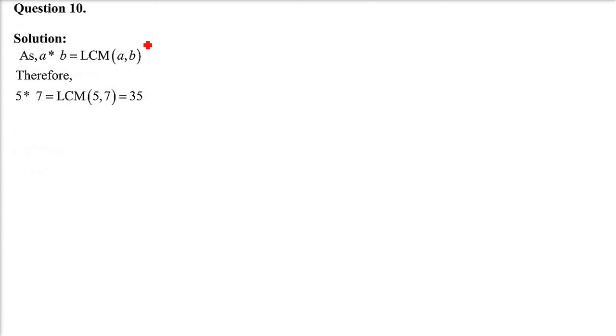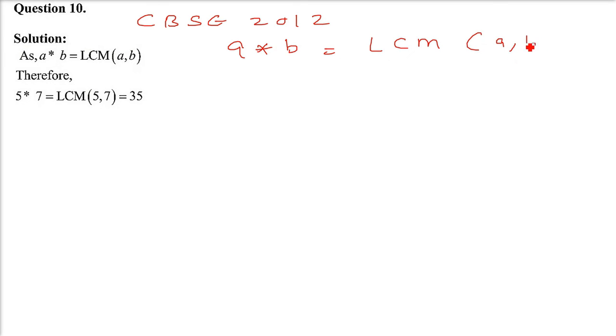Okay, question number 10. Let star be the binary operation on N given by A star B equals LCM of A comma B for all A comma B belonging to N. We have to find 5 star 7. That's a very straightforward question. It has come in CBSE 2012. So 5 star 7 is the LCM of 5 and 7. What is the LCM of 5 and 7? They don't have anything common. So 5 sevens are 35. 35 is the answer.